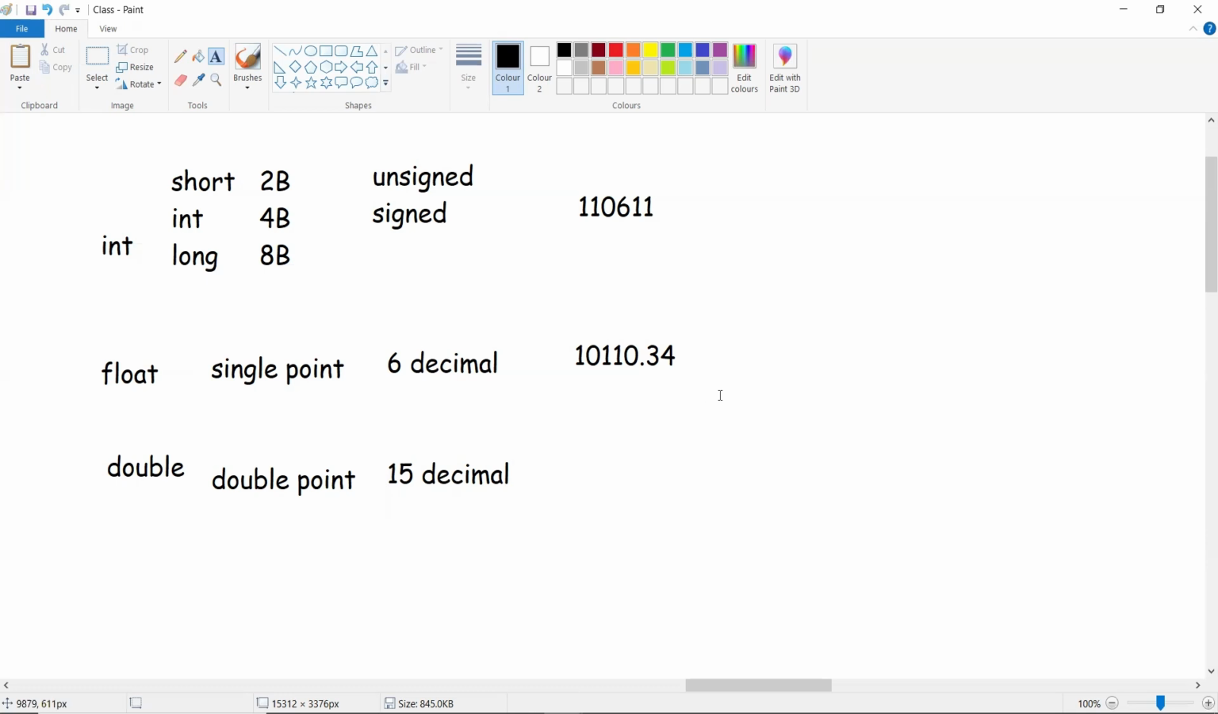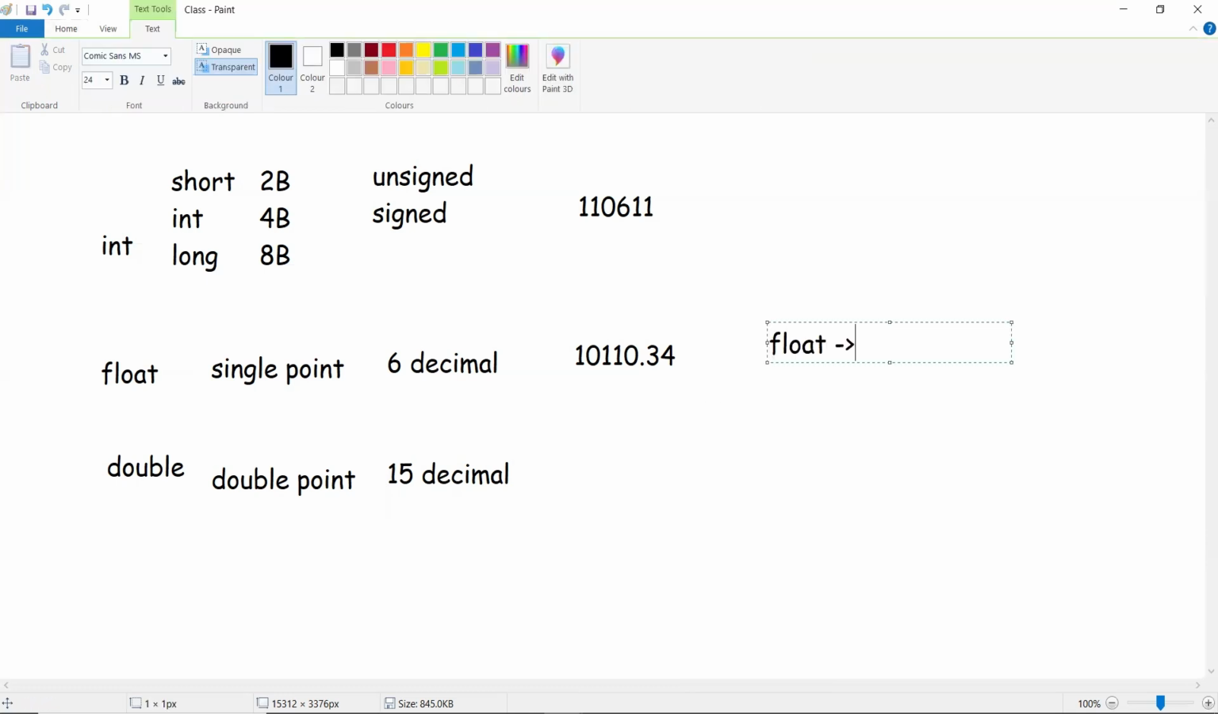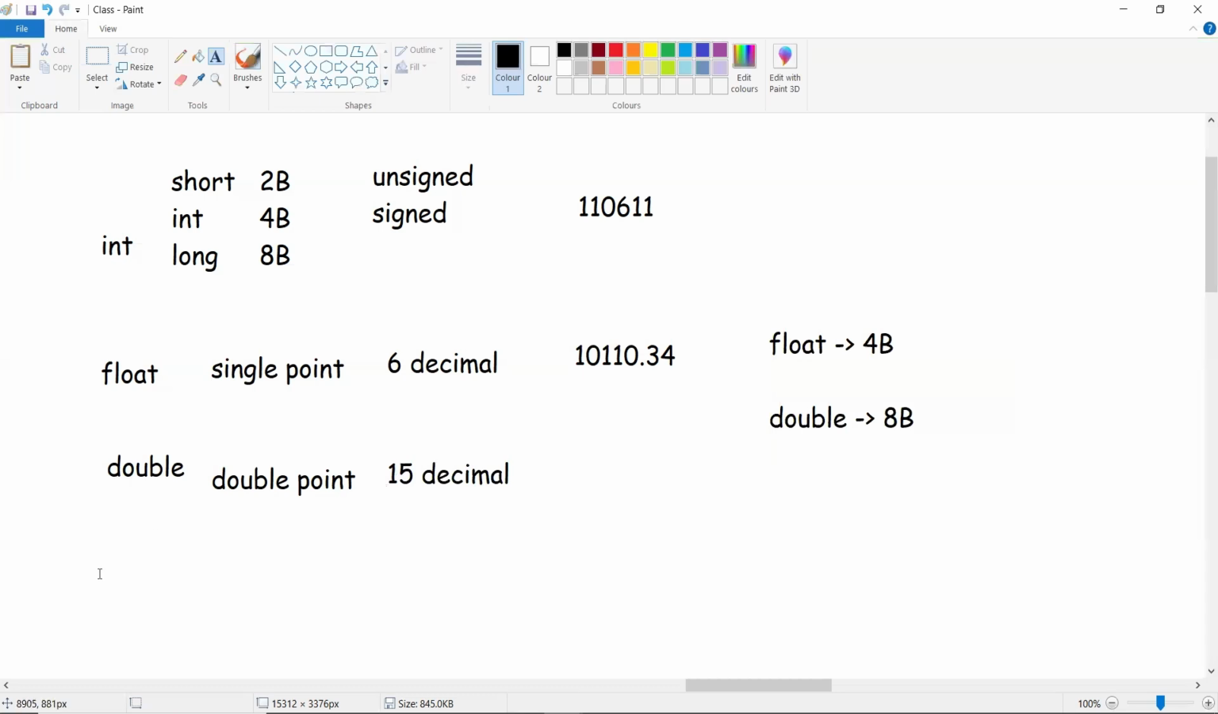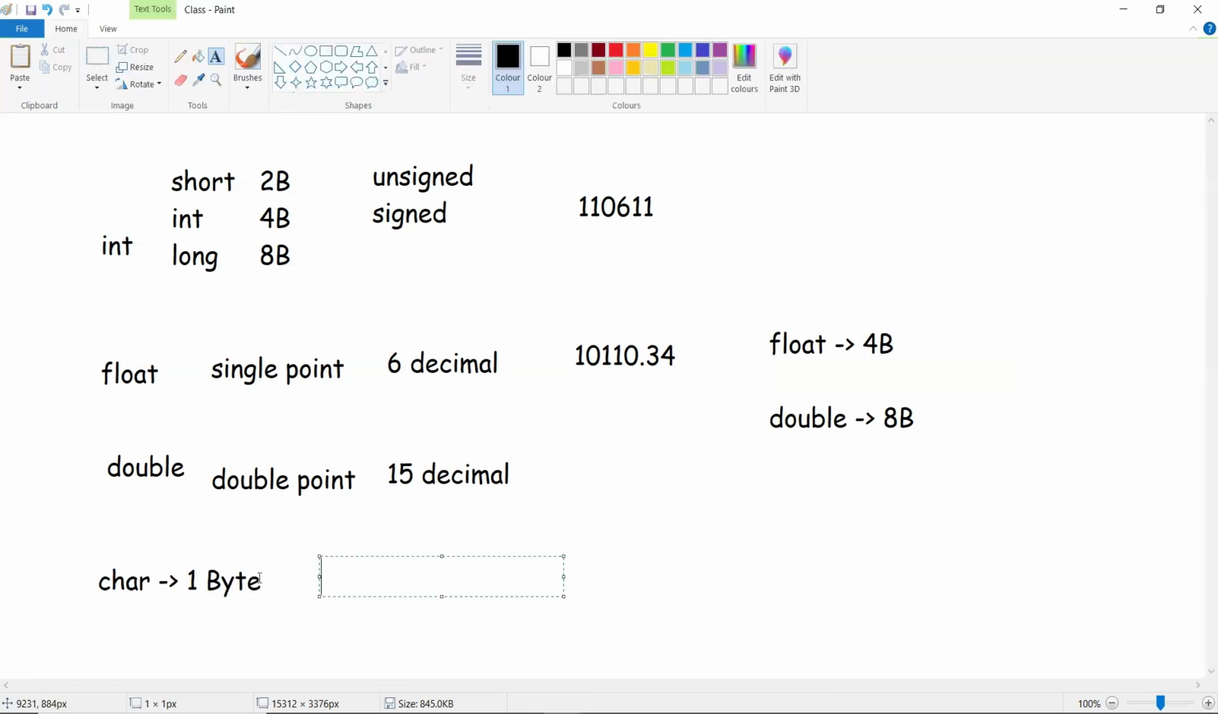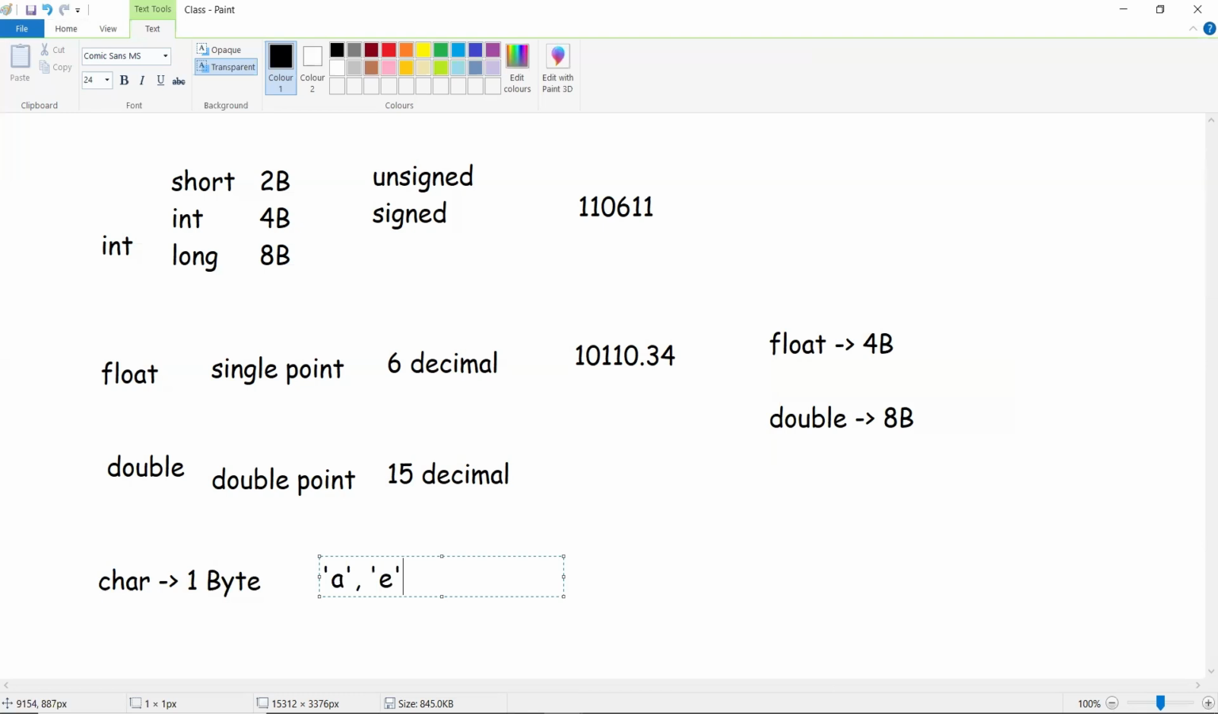When you talk about the sizes of float as well as double, float goes with 4 bytes. Similarly, if something needs more, then you go for double. So double goes with 8 bytes. Float is 4 bytes, double is 8 bytes. Apart from these two, we also have something called character. Character is 1 byte. In this 1 byte, you hold characters like character A, character E, space, full stop, commas. All those things are individual characters. So the size of a character in C programming is 1 byte.